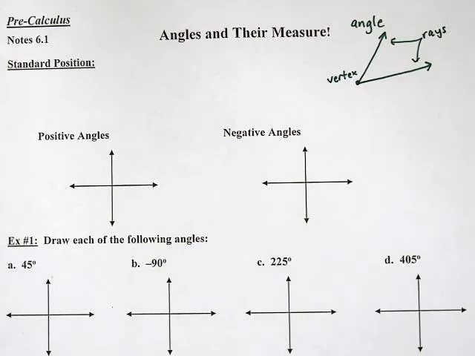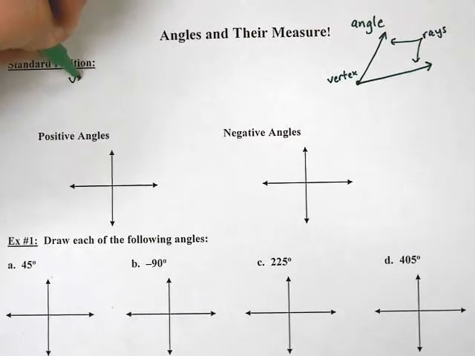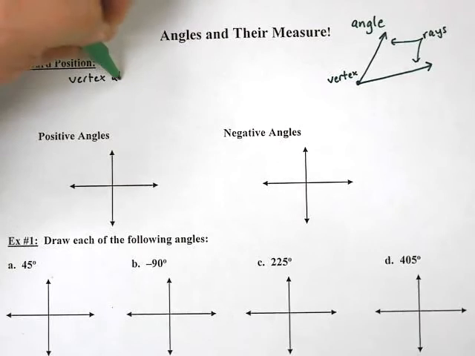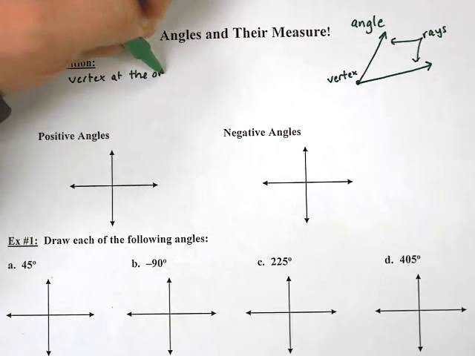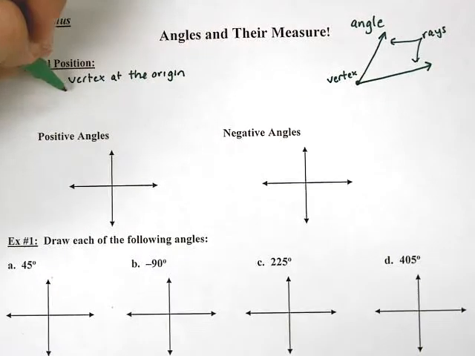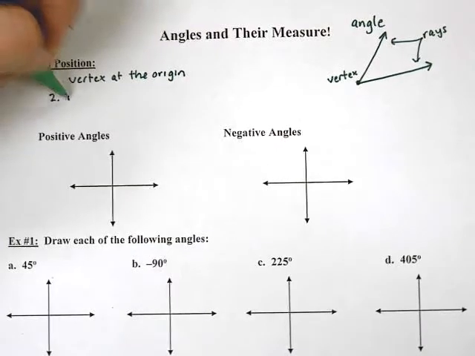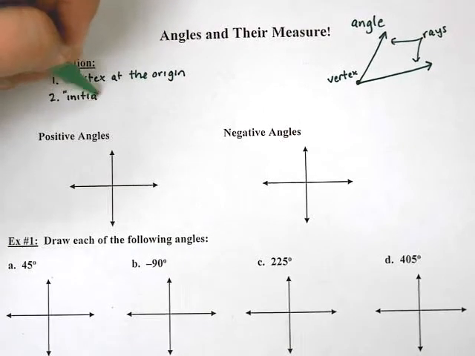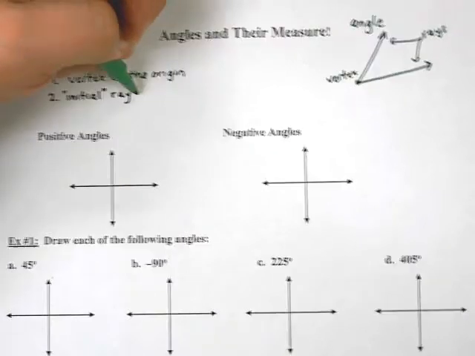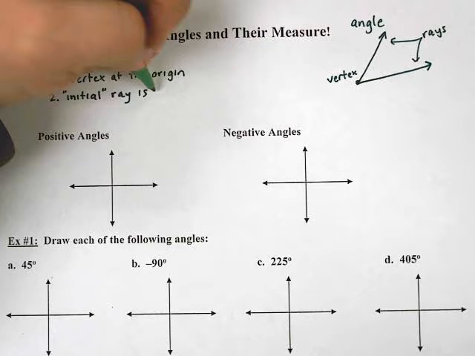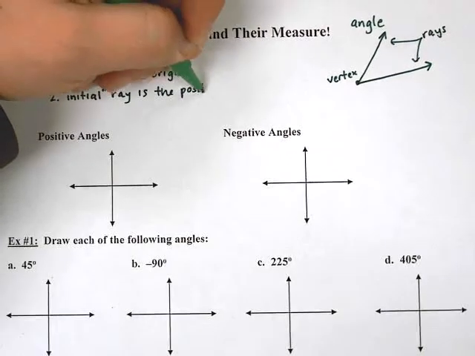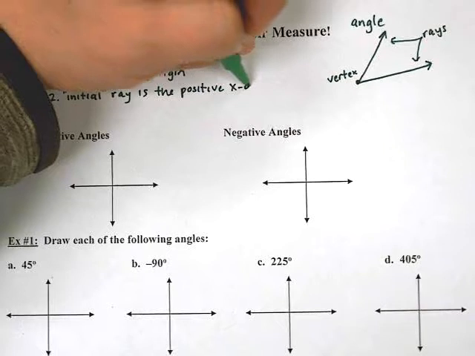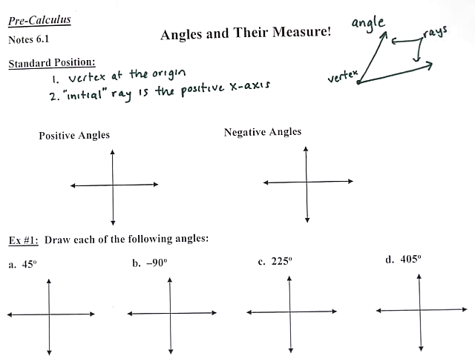Now, what we need to understand and what we're going to care about now in pre-calculus is standard position. Every single angle that we use is going to have a vertex at the origin. That's one. And two, the initial ray is the positive x-axis. We'll see what I mean by that in a second.